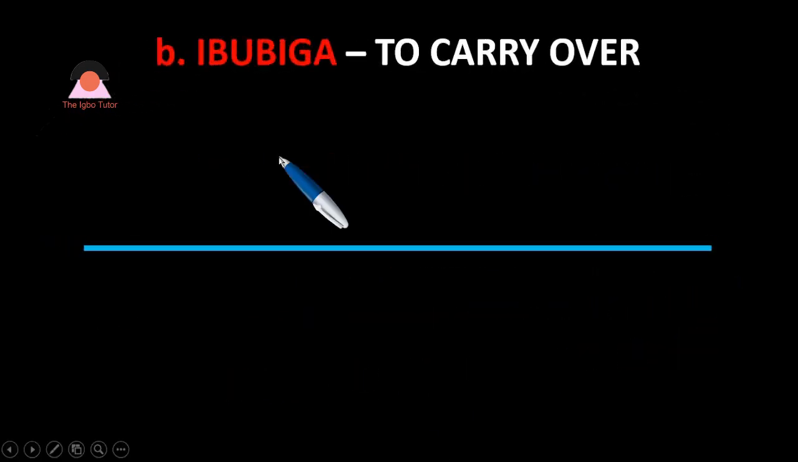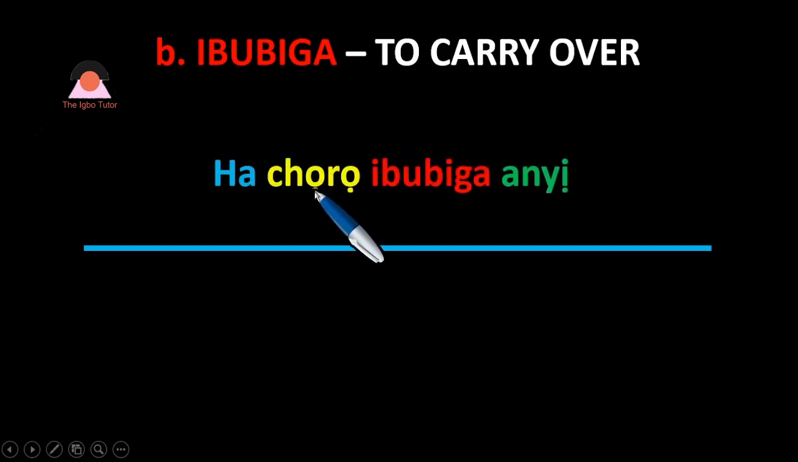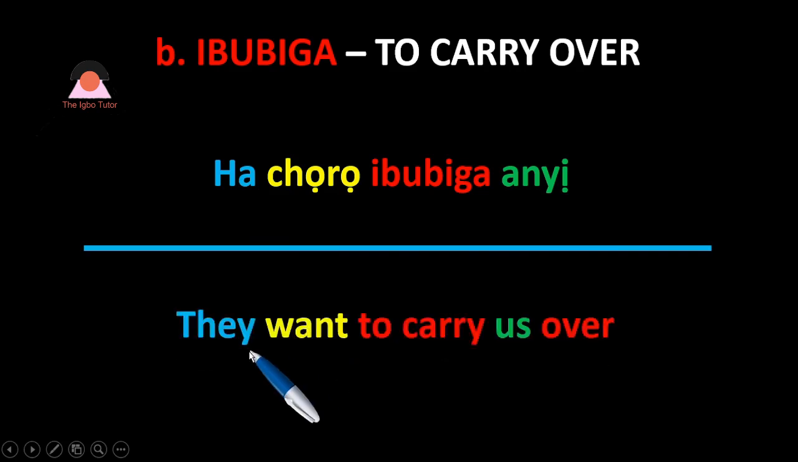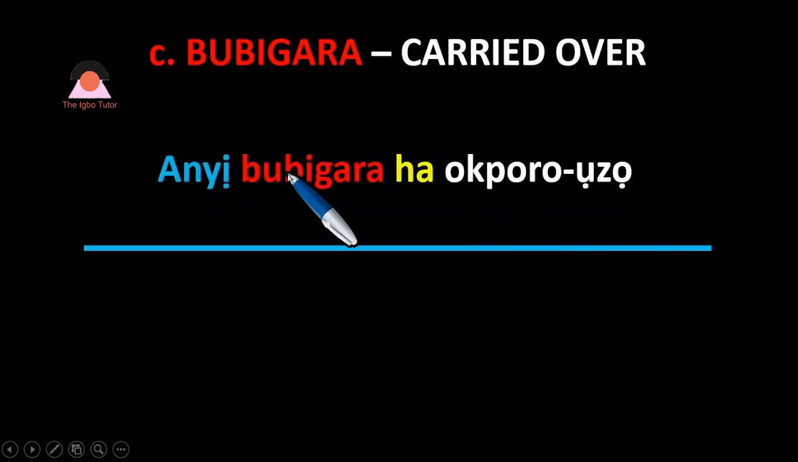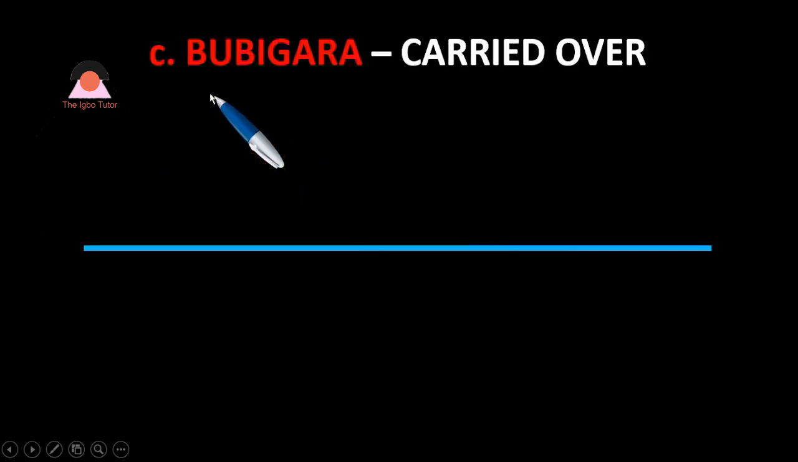Let's go on to the second one. Ibubiga, to carry over. We look at the sentence. Ha chọrọ ibubiga anyị. This means they want to carry us over. They wanted or want to carry us over.